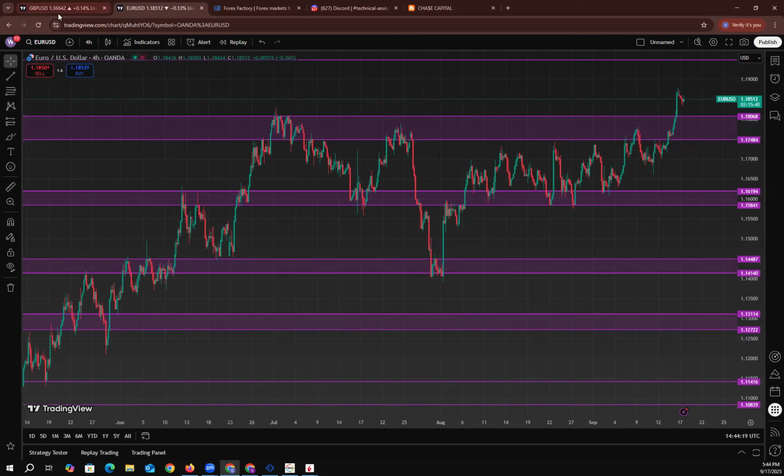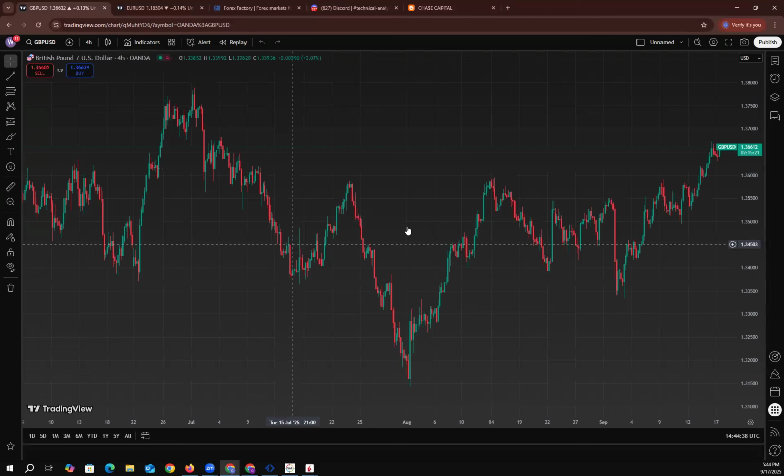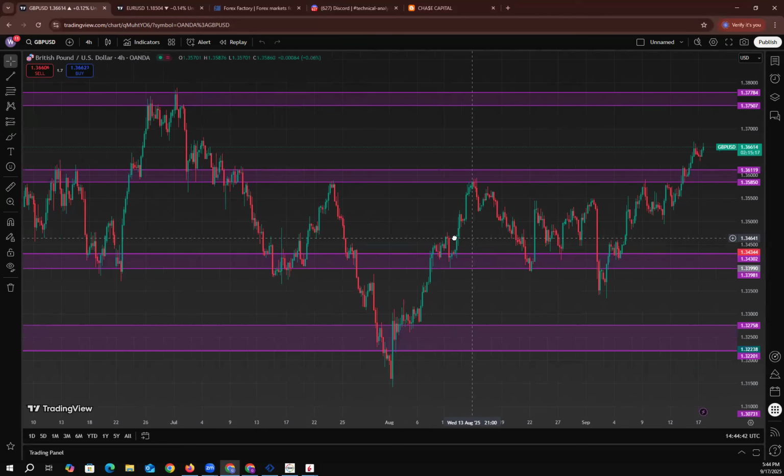Then the next pair I'll be looking out for is GBP USD. Let this chart load, then we see what we have. So this is GBP USD, and again you can see my levels.